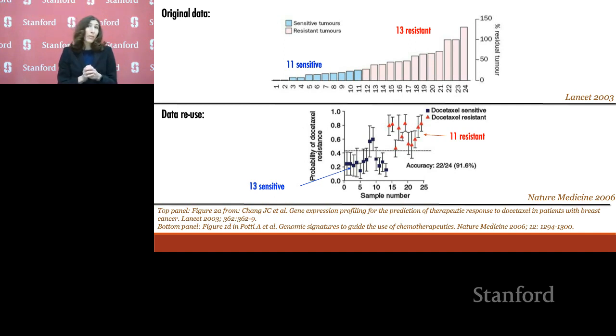The reason this happens is that we often code binary variables as ones and zeros. So in this case, maybe 1 meant sensitive and 0 meant resistant. But when the authors of the Nature Medicine paper reanalyzed the data, they got it backwards. They mixed it up, and they thought that 1 meant resistant and 0 meant sensitive.